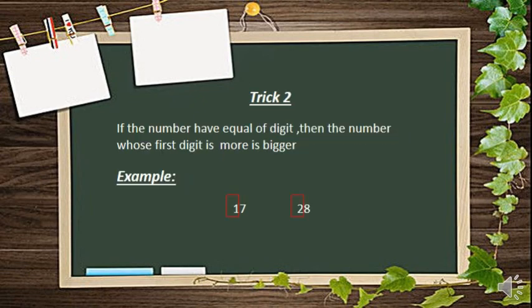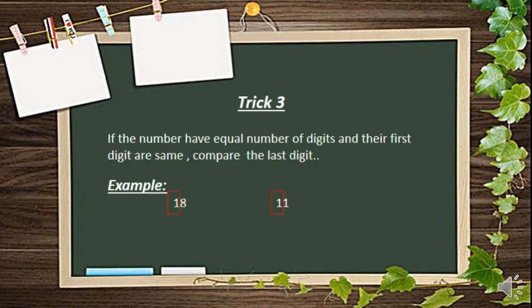Now trick number 2 is, if the numbers have an equal number of digits, then the number whose first digit is more is bigger. For example, compare the first digits, that is 1 and 2. So 1 is less than 2, then 17 is less than 28.